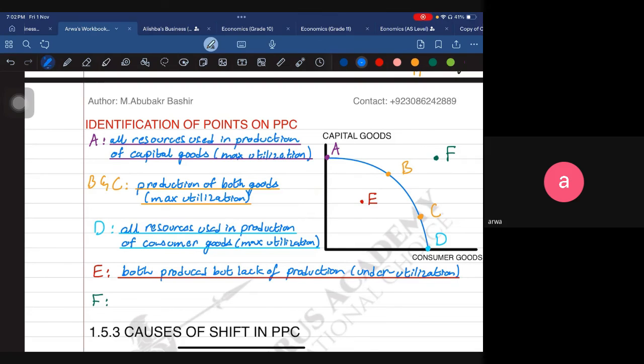So F, right now, is it attainable? Right now, it's not attainable. Very right. So unattainable, as it is outside the PPC, your productive capacity, or the way you said it, very rightly, the production possibility. Yes, sir.